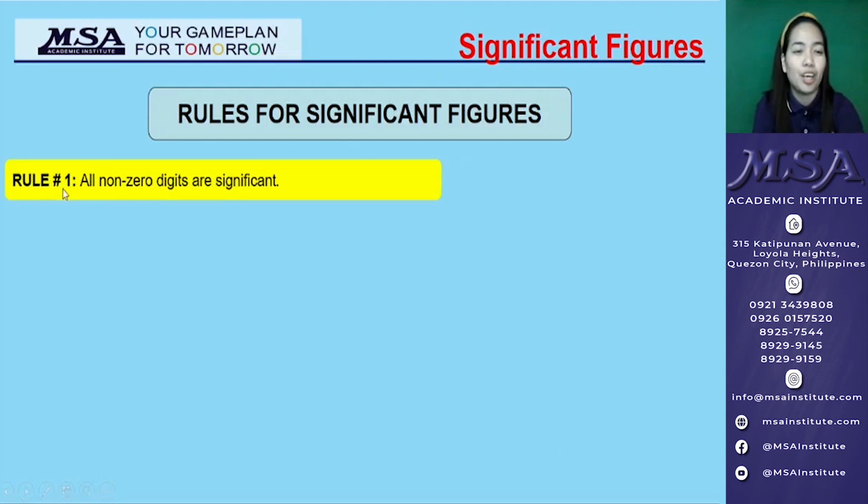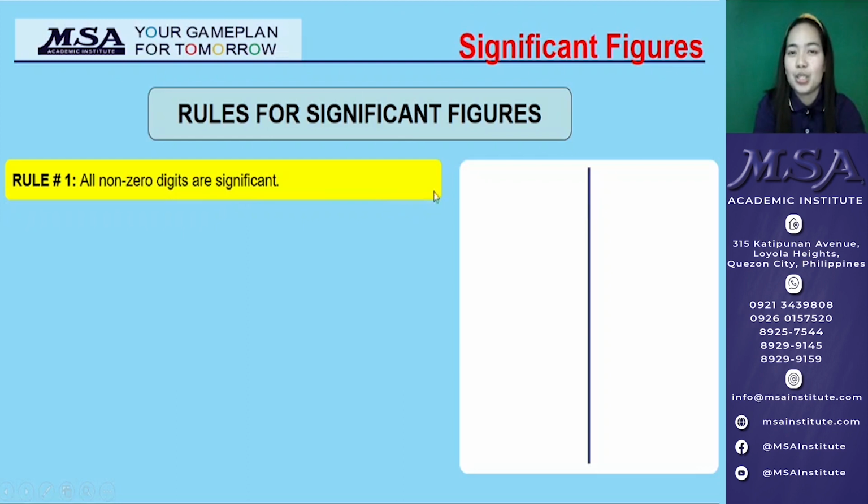Let's have rule number 1. All non-zero digits are significant. It means that any non-zero number, they are significant. Example, 459. Since these are non-zero numbers, it will have 1, 2, 3, 3 significant figures. Another one, we have 13.275. It will have 1, 2, 3, 4, 5, 5 significant figures.